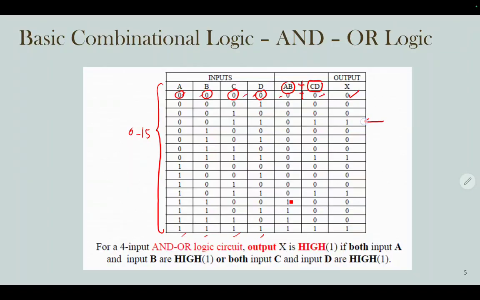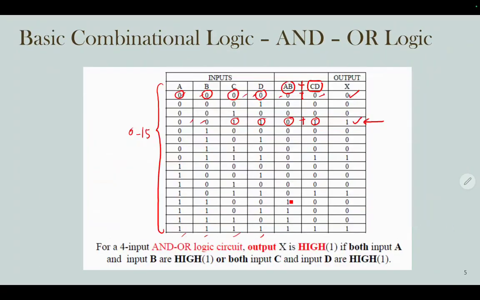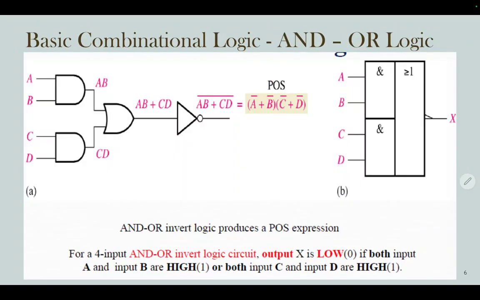So now look at this example. 0 times 0, you got 0. 1 times 1, you got 1. 0 plus 1 equals 1. Okay, so this is how we read the truth table for the equation AB plus CD.